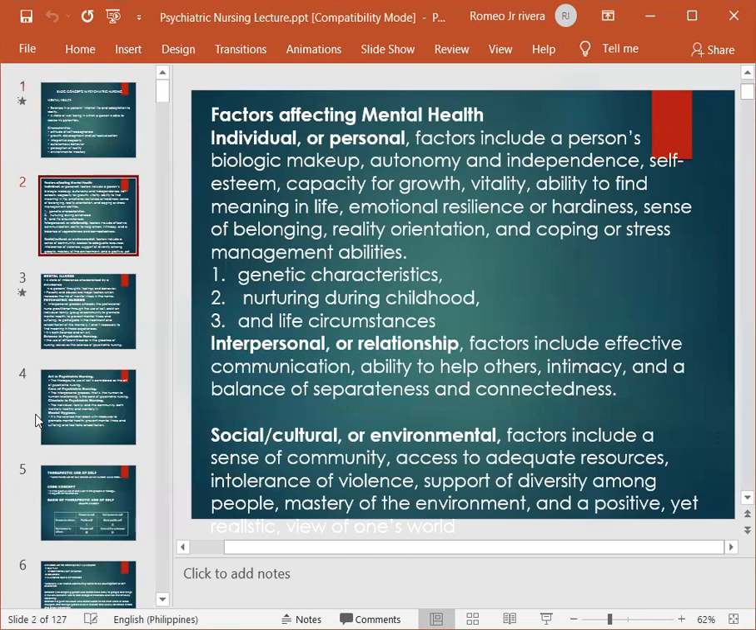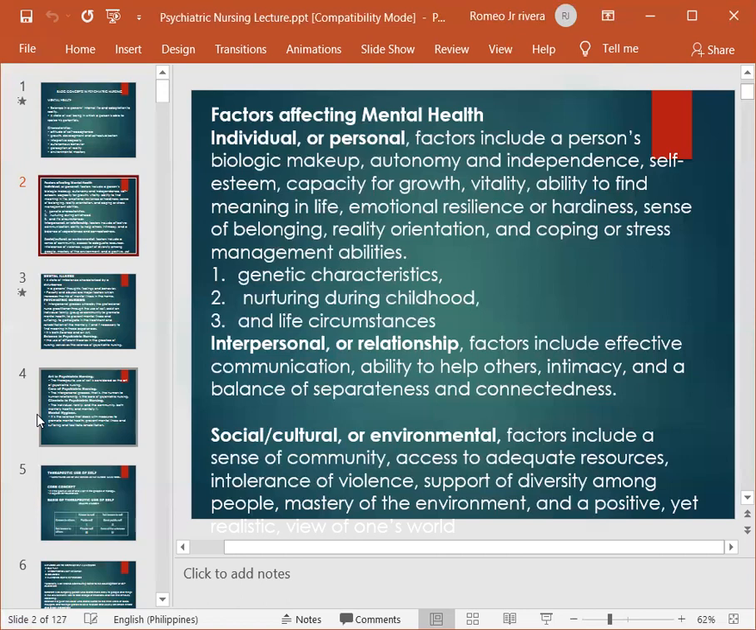Factors influencing a person's mental health can be categorized as individual, interpersonal, and social/cultural. Individual, or personal, factors include a person's biologic makeup, autonomy and independence, self-esteem, capacity for growth, vitality, ability to find meaning in life, emotional resilience or hardiness, sense of belonging, reality orientation, and coping or stress management abilities.